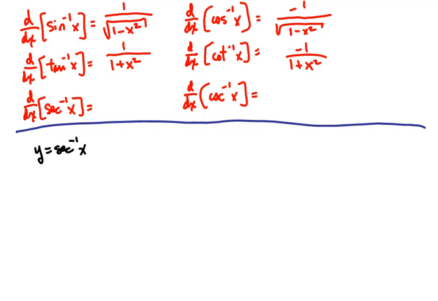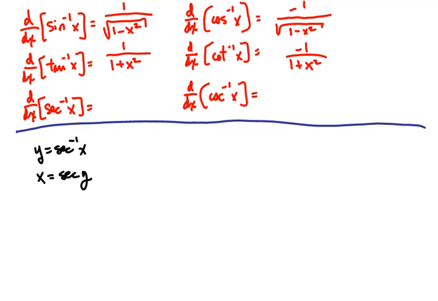Okay, we're going to begin looking for the last pair of derivatives of inverse trig functions, and that is the derivative of the secant inverse and the derivative of the cosecant inverse. We'll start with the secant inverse, and whatever that comes out to be, the derivative of the cosecant inverse of x will just be the opposite of that.